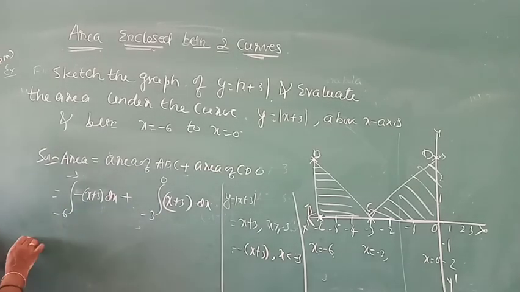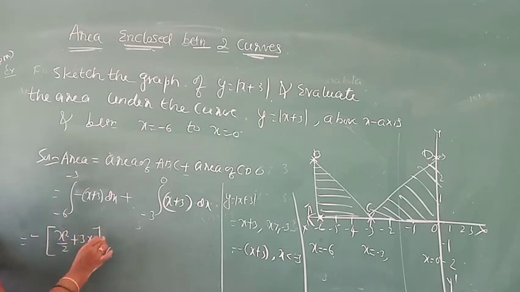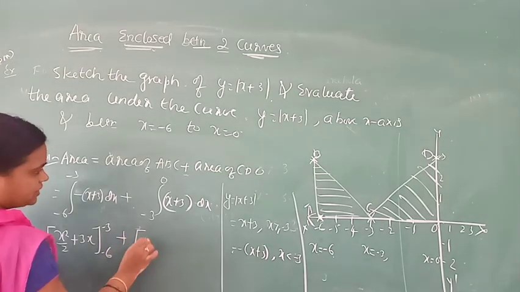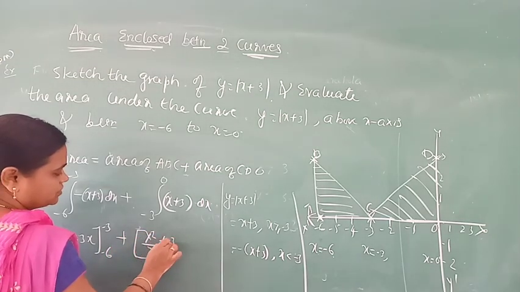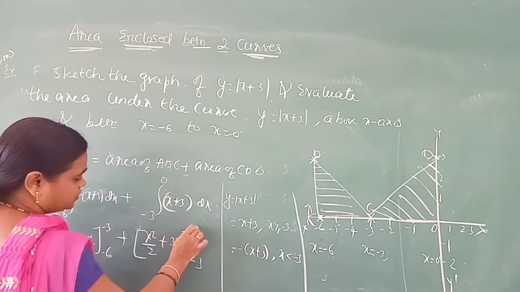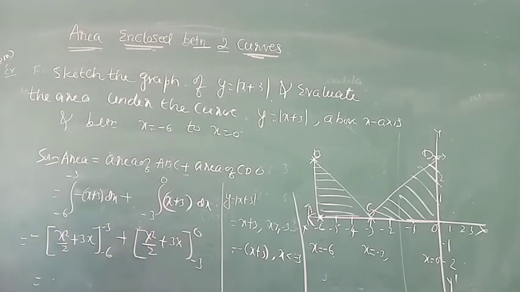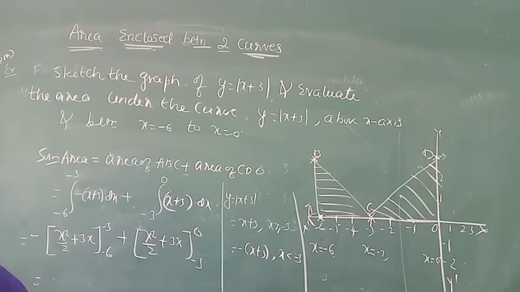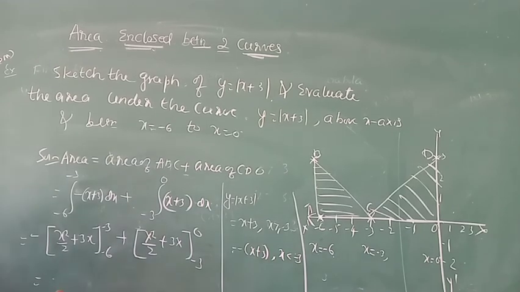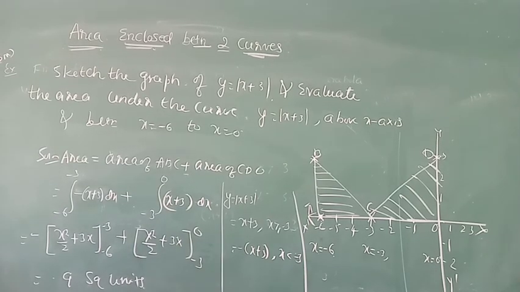Next you apply integration with the minus sign: x square by 2 plus 3x from minus 6 to minus 3, plus x square by 2 plus 3x applied from minus 3 to 0. Simplify using the upper limit and lower limit. We will get the answer as 9 square units. In this way, we can calculate this type of example.